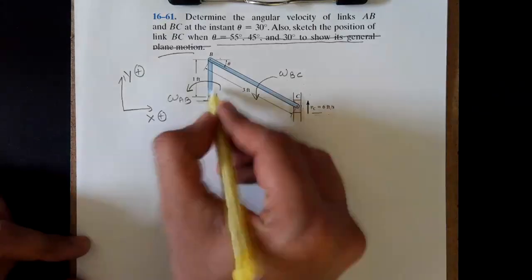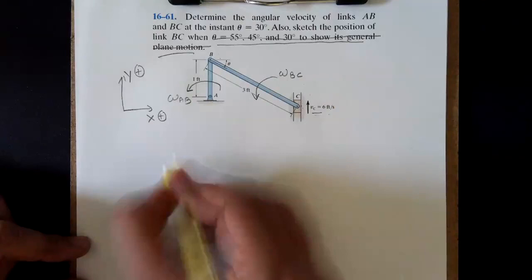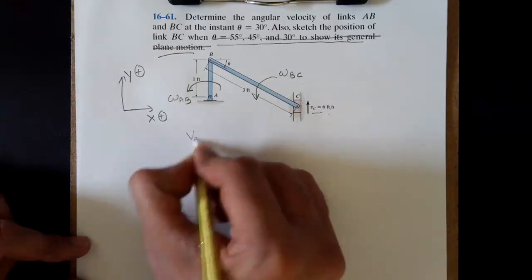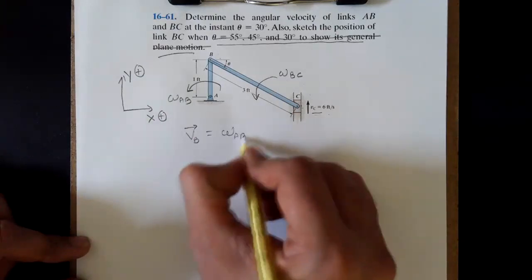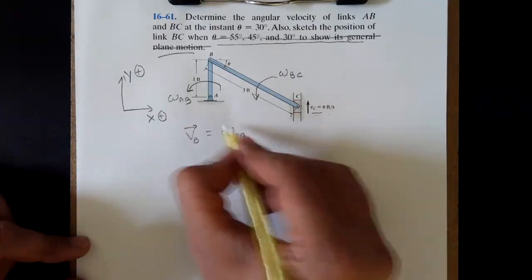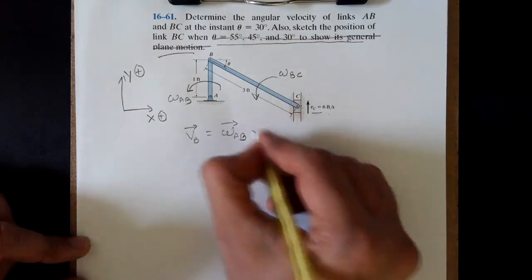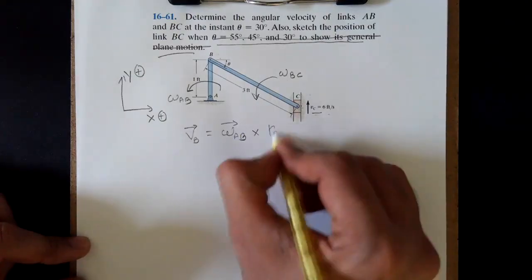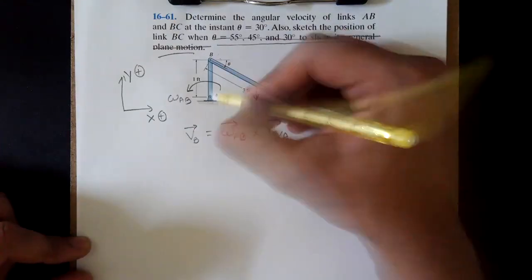So let's do the first part. Calculate the velocity of C from link AB only. So velocity of B is equal to omega AB, this is in vector, cross R B relative to A. It's the position of B relative to A.